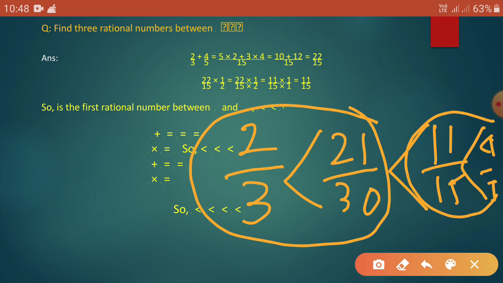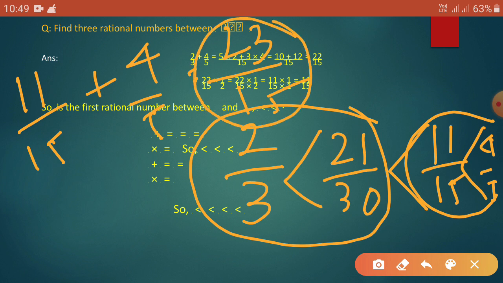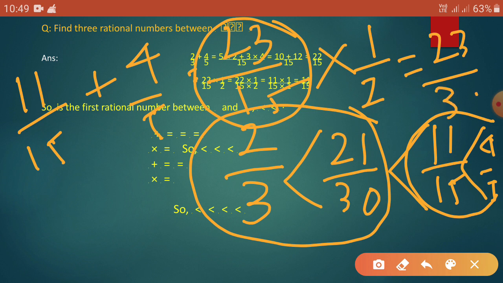So we have to find the addition of these two numbers, 11 by 15 plus 4 by 5. It gives the result 23 by 15. So 23 by 15. Now we have to multiply 23 by 15 with 1 by 2. So that is 23 by 30. So 23 by 30 is a rational number between 11 by 15 and 4 by 5.